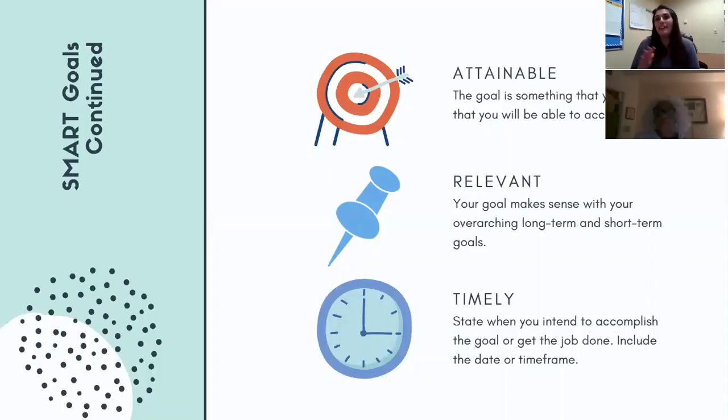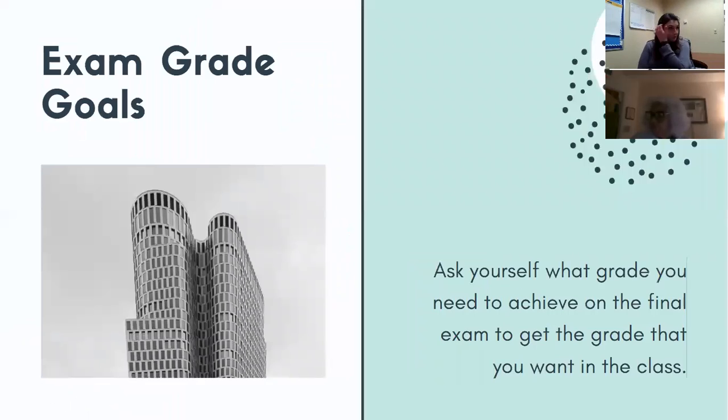Okay, so we see that we should be setting these SMART goals as we lead into exam week, but let's talk about an example of a goal that you will likely want to set for yourself. The first is an exam grade goal. This is obvious. The biggest goal that you probably have for yourself is achieving a certain grade on your final or achieving a certain grade in your class.